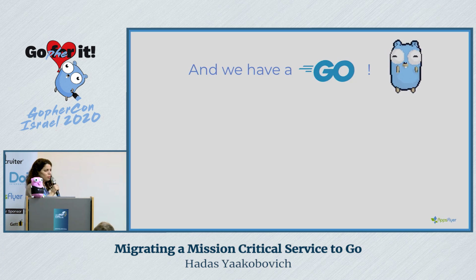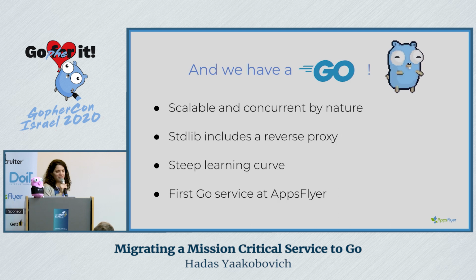As you probably know, Go has many advantages for this type of service. Go is scalable and concurrent by nature. It has a rich standard library, which includes a reverse proxy out of the box. It has good performance, and it has automatic memory management. In addition, it has a steep learning curve, and we could allow the time to properly learn it.